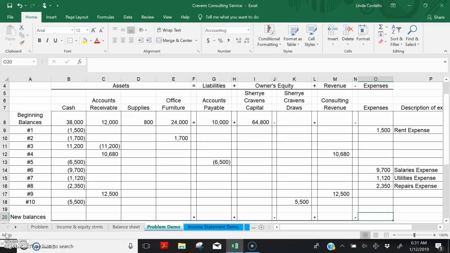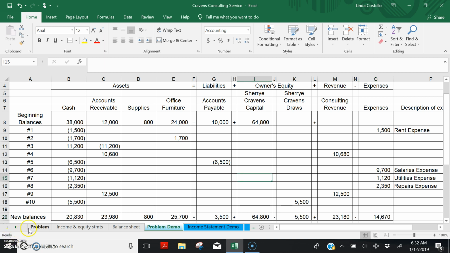Did you get them all recorded correctly? If not, please pause this recording and take a moment to fix your spreadsheet. Okay, now that we have recorded the increases and/or decreases in account balances as a result of the business transactions for the month of January, we need to find the new balance in each account and see if our books are still in balance. Finding the new balance is very easy. Just add up the columns.